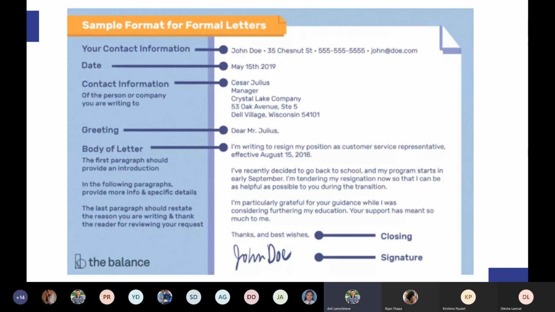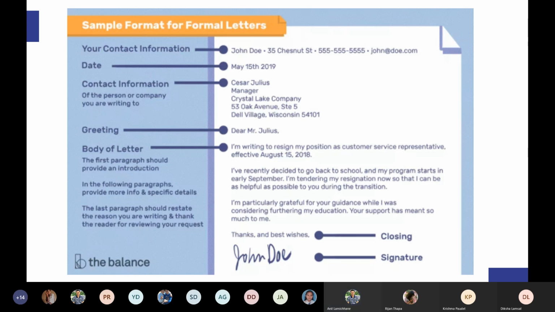The next page displayed there. So I have taken one format from somewhere else. This is the format for formal letters. The format is a bit different in the personal letter and formal letters.